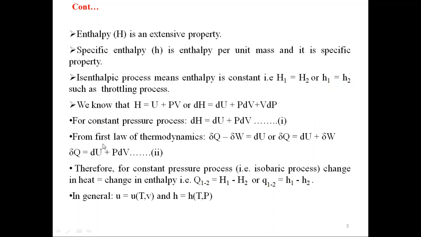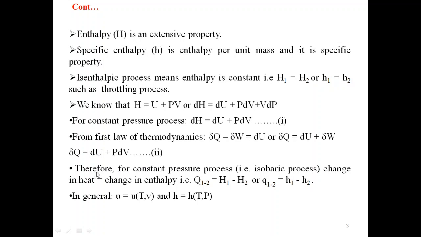From the first law of thermodynamics, we can say delta Q minus delta W is equal to dU, or we can say delta Q is equal to dU plus delta W. We can replace this delta W with P dV because W represents work. So we get delta Q is equal to dU plus P dV, where Q represents heat. So we get the second equation.